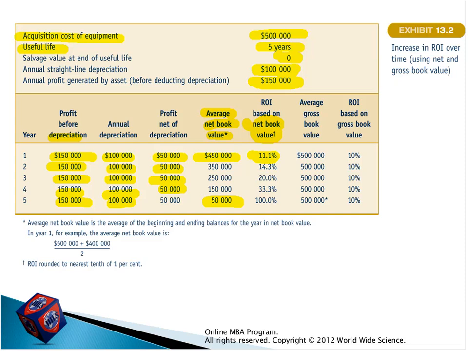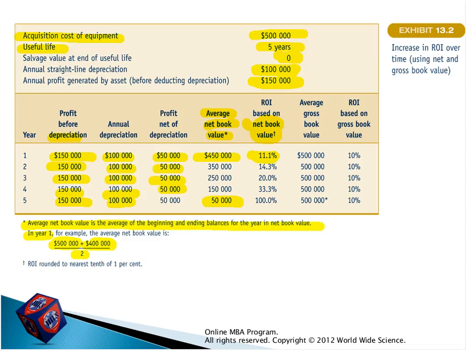And here is actually already giving you an explanation. Let me show you that I missed it. The average net book value is the average of the beginning and ending balance for the year in the net book value. So in year 1, the example is the following. We are taking the average net book value: at the beginning of the year, that means we invest 500,000, right? Plus 400, which is already with the charges of depreciation, and divide by 2. So you will get 450 of average net book value for the first year.